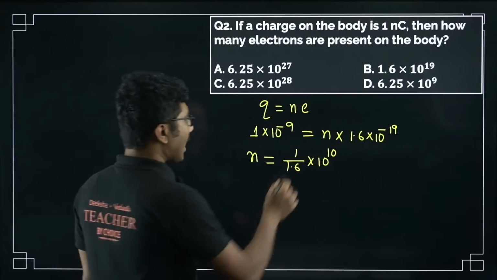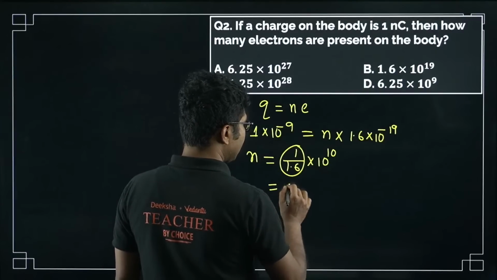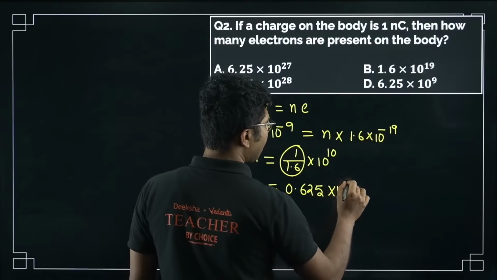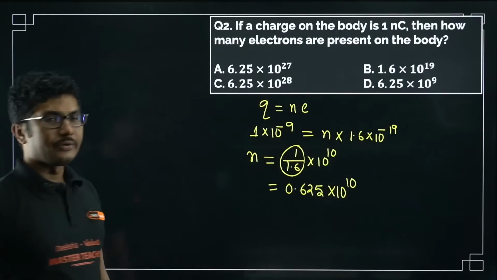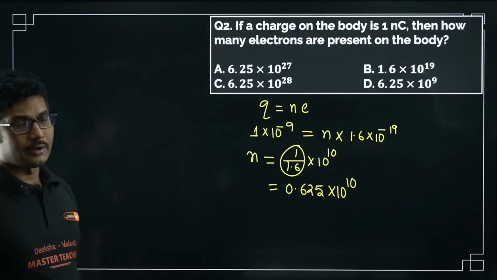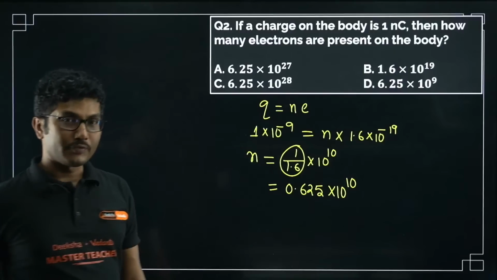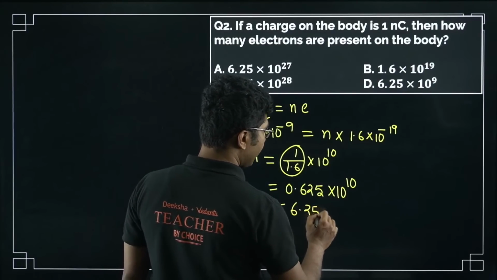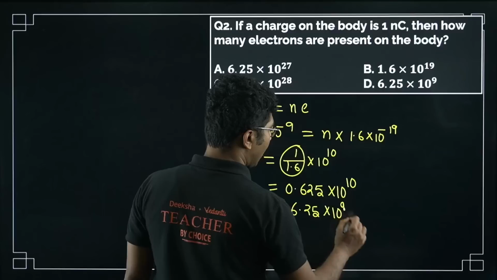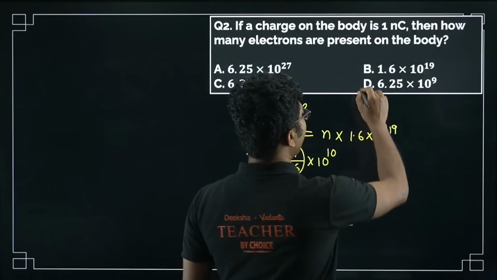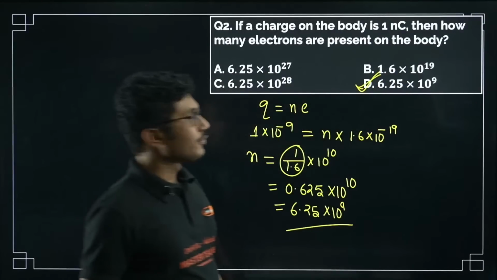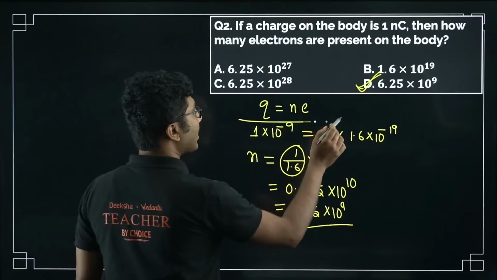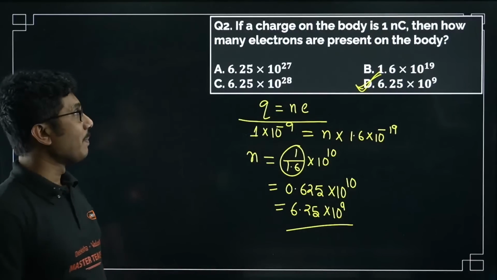Now 1 by 1.6 means 0.625. This conversion, if you remember, your life will be easier. If you don't remember, you have to take 10 and divide it, and then you find it out. Anyway, it will be 6.25 into 10 to the power of 9. So option D is correct in this case. This kind of question has also come in the past in the KCET exam, right?